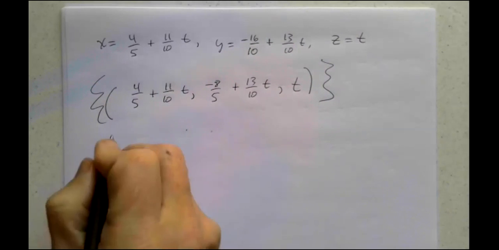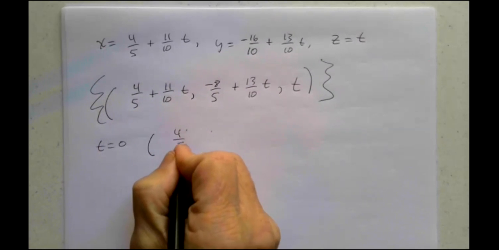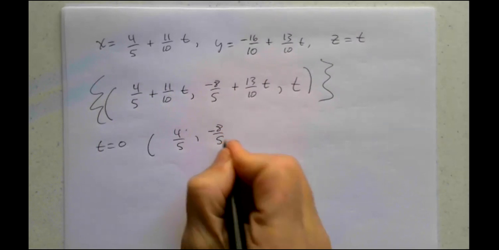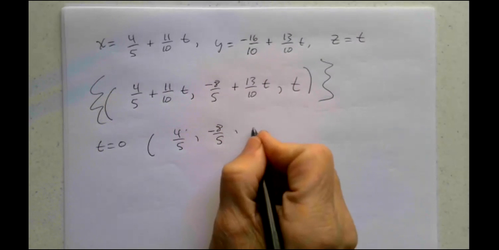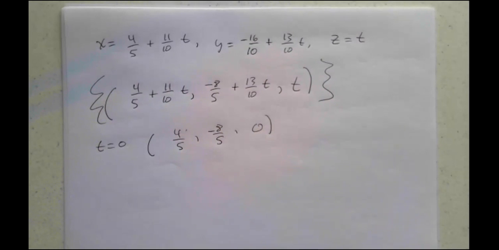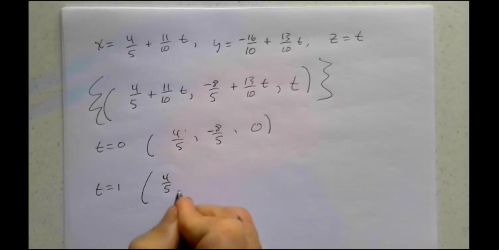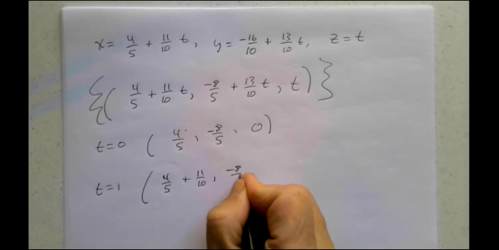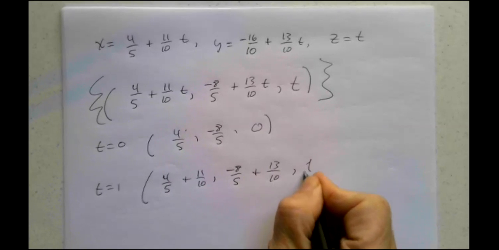Now, what if I let t equal 0? What's one of my solutions? 4/5 plus 11 tenths of 0, -8/5 plus 13 tenths of 0, and t is 0. That's one solution. And then how about if t equals 1, what would it be? If t equals 1, 4/5 plus 11 tenths, -8/5 plus 13 tenths, t is 1. But again, t could be anything.